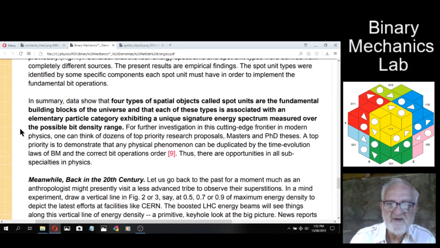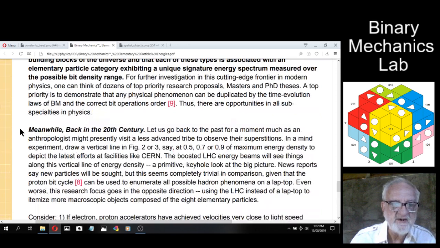For further investigation in this cutting-edge frontier in modern physics, one can think of dozens of top priority research proposals. A top priority is to demonstrate that any physical phenomena can be duplicated by the time evolution laws of binary mechanics in the correct bit operation order. Thus, there are opportunities in all subspecialties of physics.